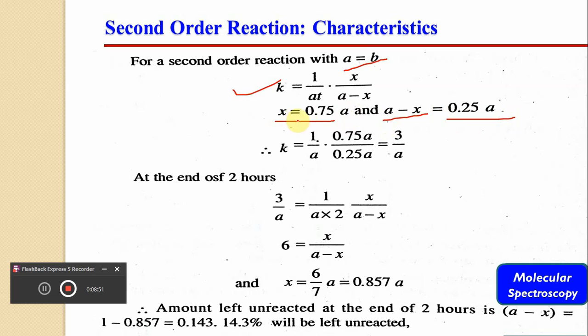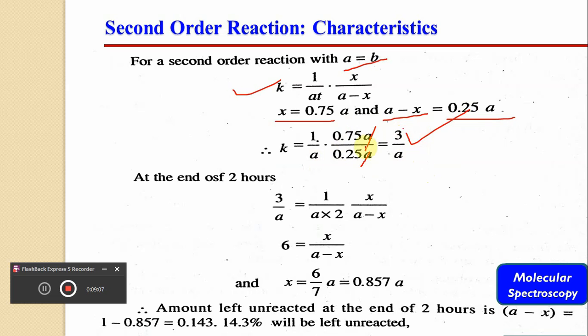So if we put x is equal to 0.75 a and a minus x is equal to 0.25 a, then definitely we will get this equation. This a and this a will get cancelled, and after solving all this, we will get 3 upon a, k is equal to 3 upon a.